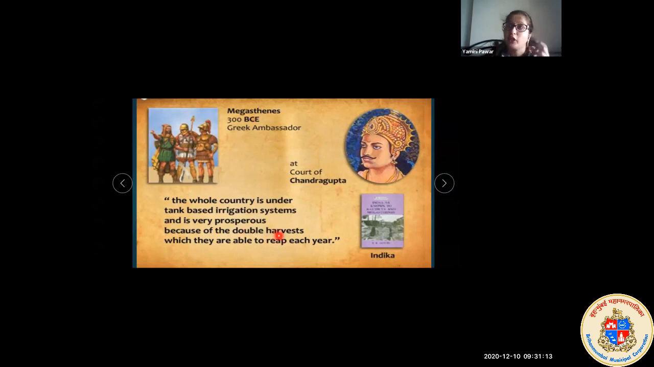Just think, children, even in those days, farming was so important, and everybody knew that India was so prosperous for harvesting and farming, which they were able to reap each year. Each year there was so much you could get from the fields. Interesting books, yes? Let's look at the next slide now.